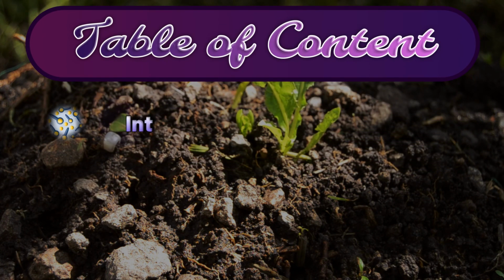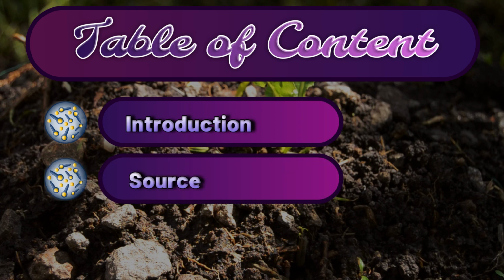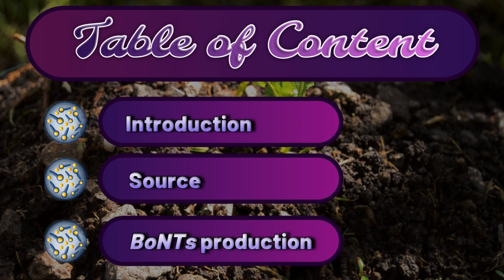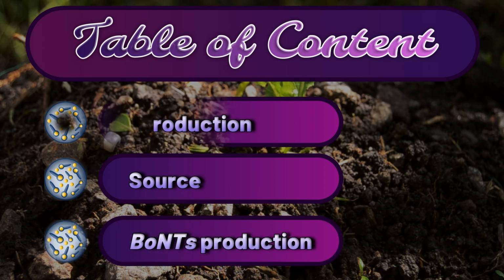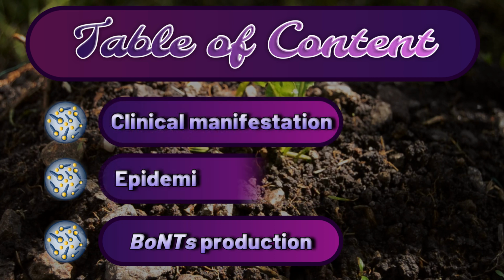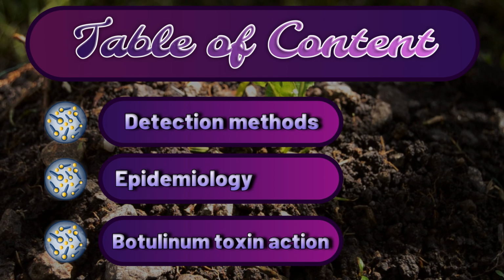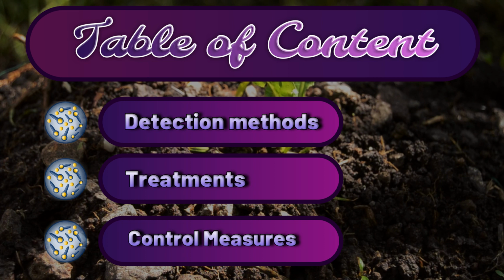First, we will dive into what is botulism food poisoning, the source of Clostridium botulinum contamination, Clostridium botulinum neurotoxin production, clinical manifestation of botulinum food poisoning, epidemiology of botulinum food poisoning, botulinum toxin action, detection methods of botulinum food poisoning, treatments, and lastly, control measures.